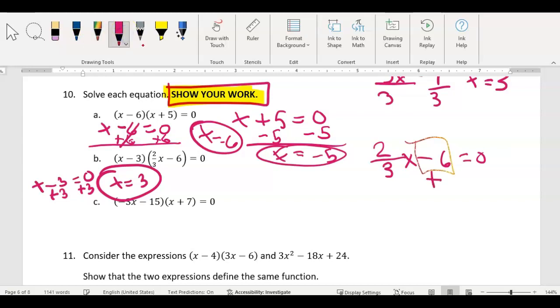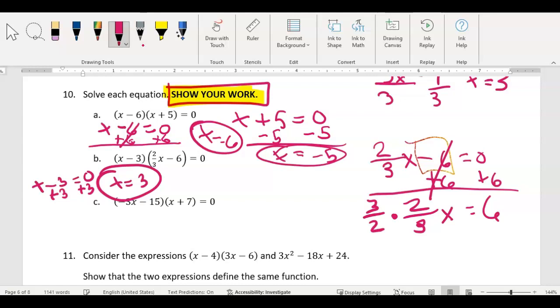I'm going to add 6 to both sides. We get 6 on this side. Negative 6 and 6 is 0, so we're left with 2/3 x. Now, I want to get rid of the coefficient in front of x. To do that, it's multiplication, so I want to divide. When I divide fractions, I keep change flip, or very simply, we can multiply by the reciprocal.